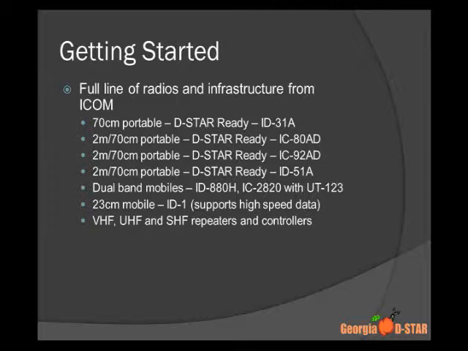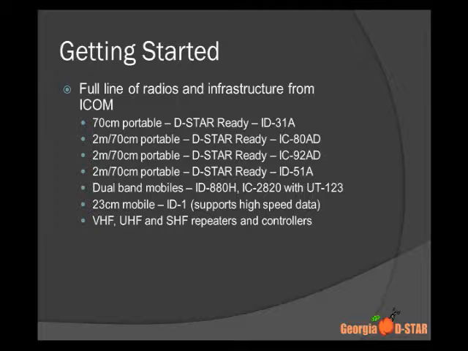It is a dual band FM and D-Star radio, and it is a single receive at a time. The IC-2820, which is kind of the full featured mobile, is dual band, dual receive, with a larger display, so you can do 2 channels at one time, again, one D-Star, one FM, or 2 FM. And they have the D-Star module included.